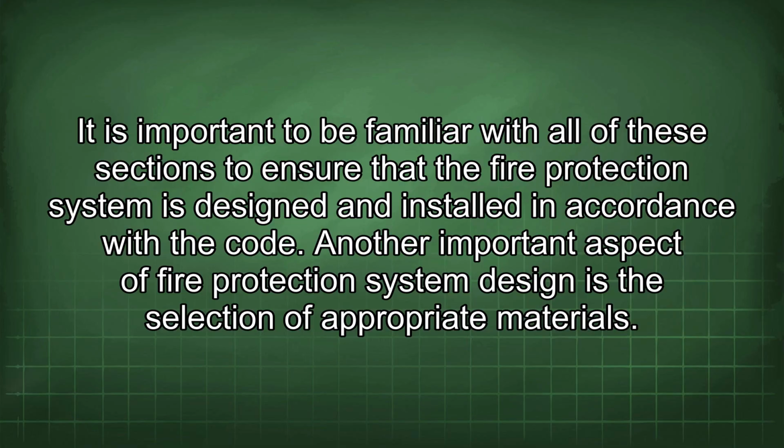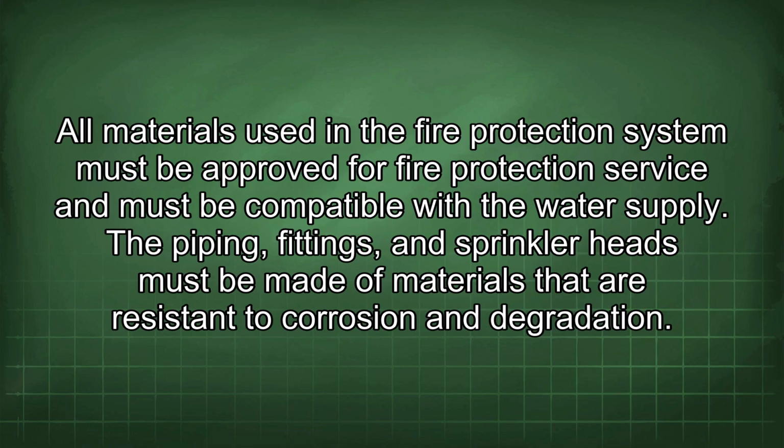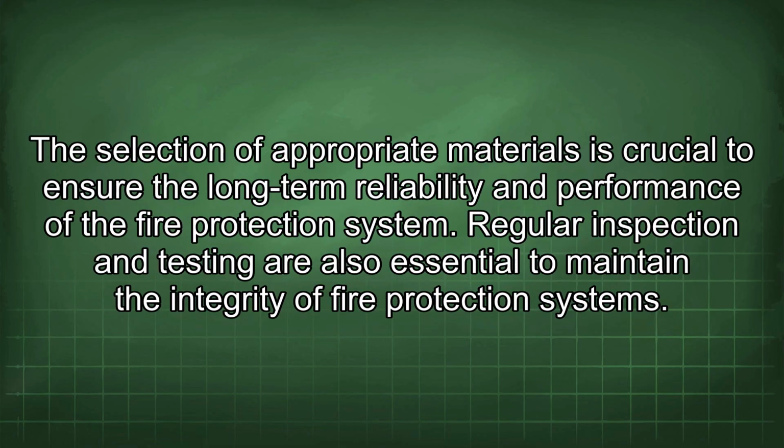Another important aspect of fire protection system design is the selection of appropriate materials. All materials used in the fire protection system must be approved for fire protection service and must be compatible with the water supply. The piping, fittings, and sprinkler heads must be made of materials that are resistant to corrosion and degradation. The selection of appropriate materials is crucial to ensure the long-term reliability and performance of the fire protection system.